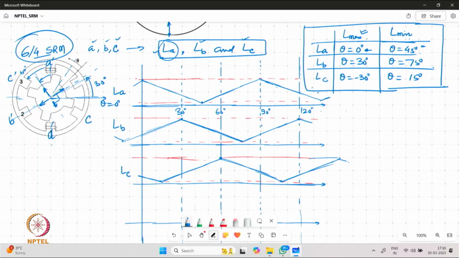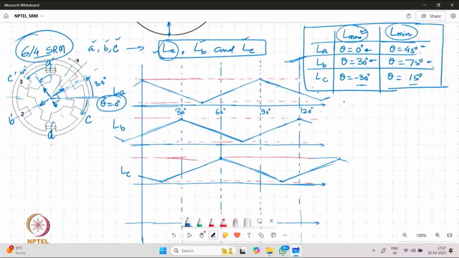For LB, as the rotor moves to 30 degree position, it will have maximum value, and then 45 degree from there it is going to have minimum value. So at 75 degree it can be marked. For LC, because the phase is 30 degree lagging behind with respect to the position theta equals 0, at minus 30 degree this is going to be perfectly aligned, and at 15 degree this is going to be perfectly unaligned. So hence the maximum and minimum values are tabulated for LA, LB and LC.